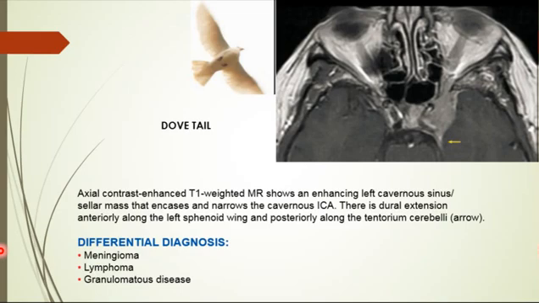Lymphoma and granulomatous disease can also occasionally involve the tentorium, but tend to have more infiltrative growth pattern. Other primary or metastatic tumors in this location usually have more tumefactive appearance with resultant mass effect, okay?